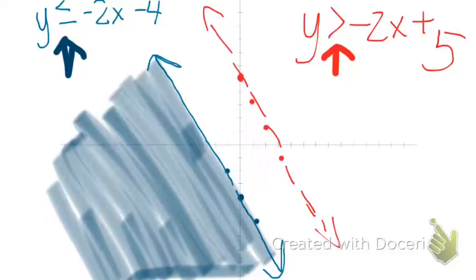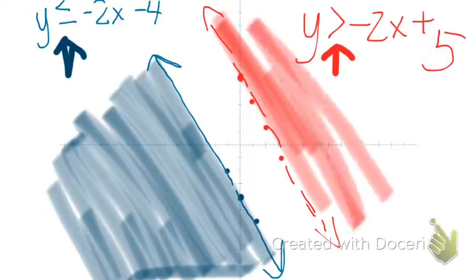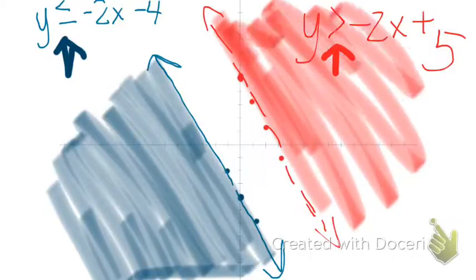Alrighty, so on what side of the line, the red line, is y going to be greater than it? Well, if you said the top, then you're good. So this problem's done. Notice, does my shading ever overlap?